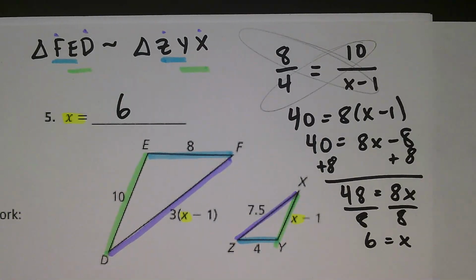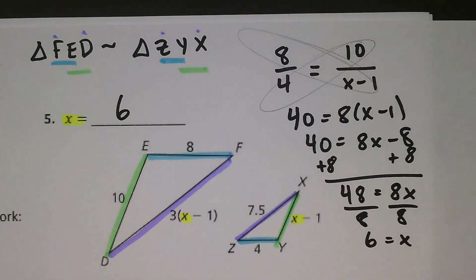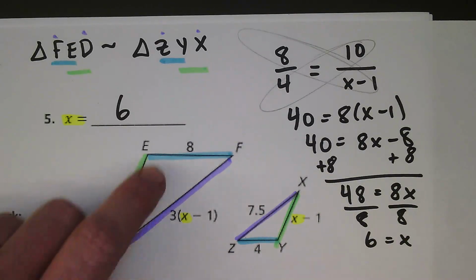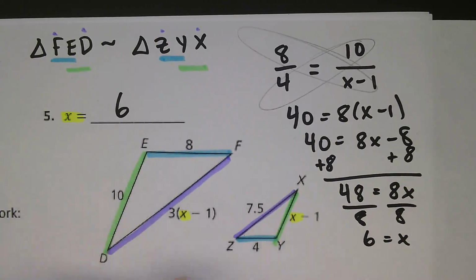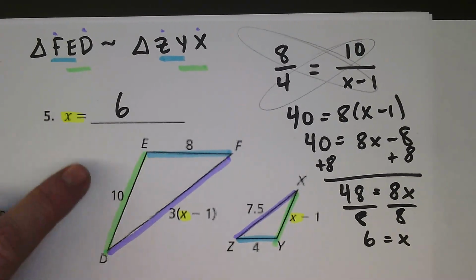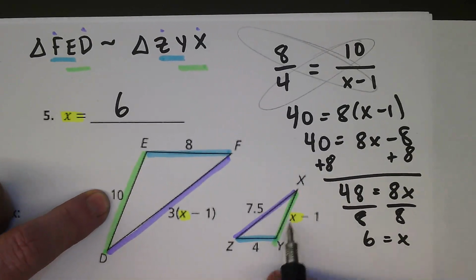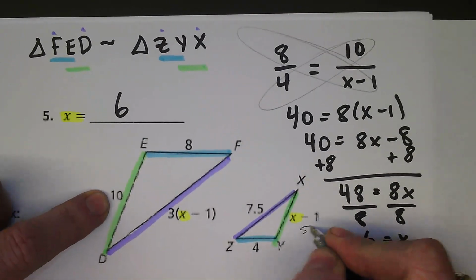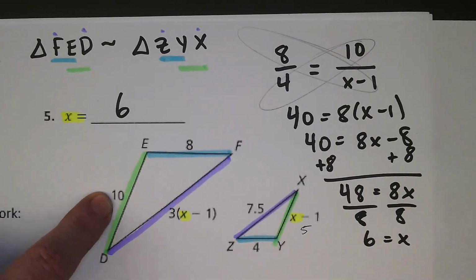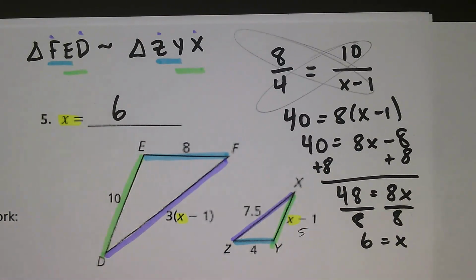Now, especially since I have the X in multiple locations, I want to check my work and make sure that this does work. 8 is double 4, which means if I plug in 6 here, 10 should be double that number. And it does look like it's going to work. 6 minus 1 is 5, right? So this would be 5. 10 is double 5. It's following that same relationship.